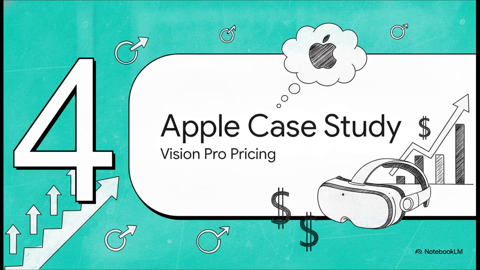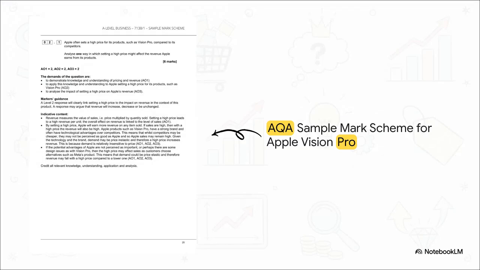Section 4. Case Study. Apple Vision Pro. Let's step on to the AO3 analysis level of our escalator right now and put all this theory into practice. Imagine looking at an actual AQA mark scheme for a question asking how Apple setting a sky-high price for its products, like the Vision Pro, might affect their revenue. This gives us an exclusive peek into exactly how examiners grade your analysis.